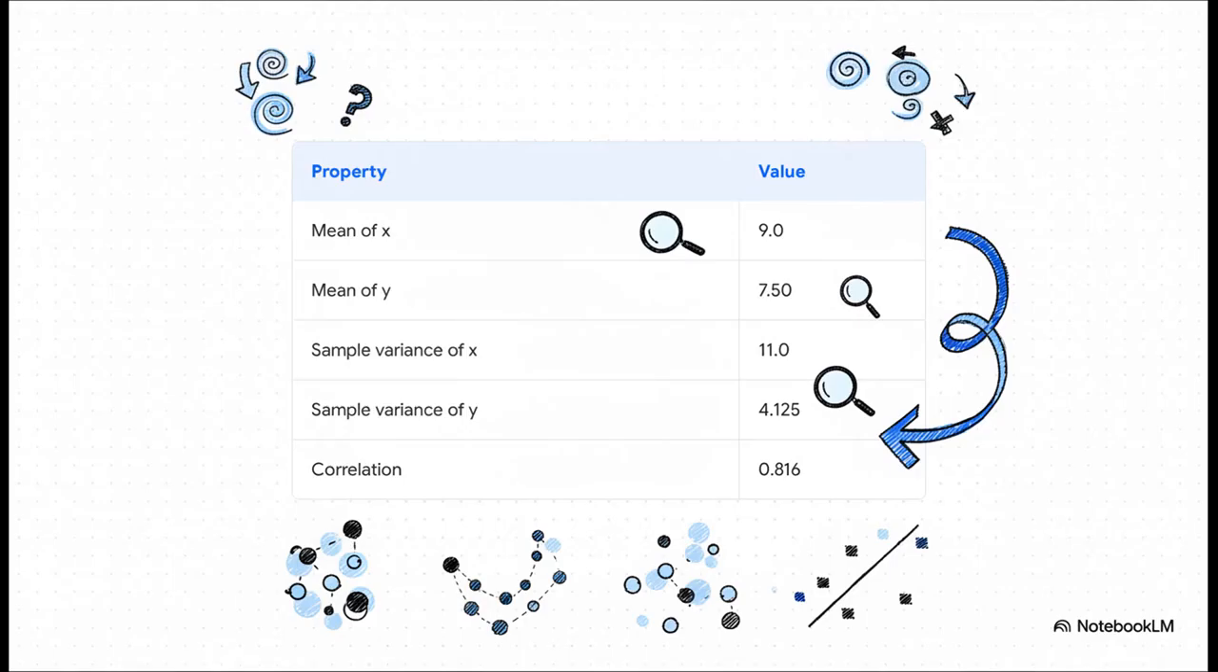If you just run the numbers, the basic summary stats, the evidence is, well, overwhelming. For every single one of these data sets, the average of the X values is 9. The average of the Y values, 7.5. Even the variance is pretty much the same. And the correlation, which is just a fancy way of saying how strong the relationship is between X and Y, is a solid 0.816 for all four. So, case closed, right? They've got to be the same.